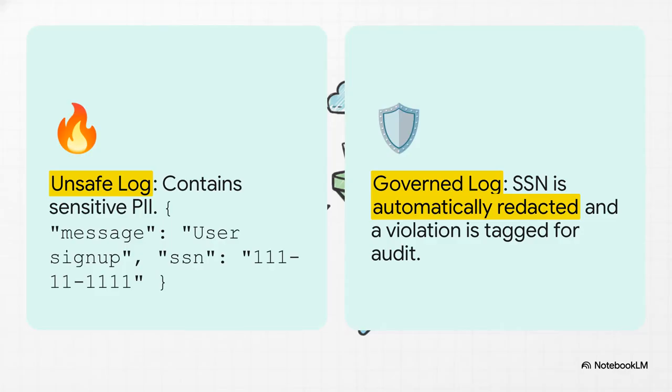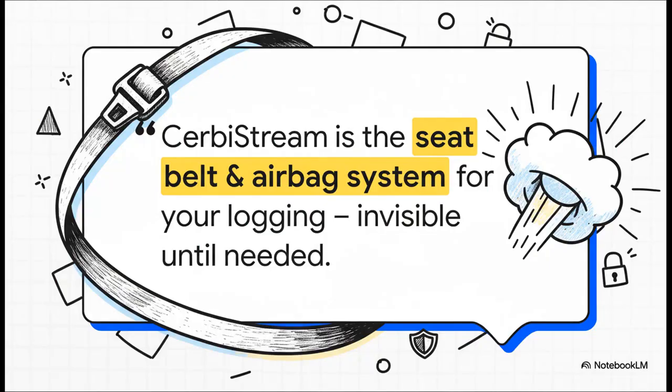And here it is, the payoff. On the left, you've got a raw log with a social security number just sitting there. But on the right, that's what actually gets sent to your logging backend. CerbiStream has automatically redacted the SSN based on our policy. And just as important, it adds this governance violations array, giving you a crystal clear audit trail of what was removed and why. I love this quote from the documentation. It really nails it. It's a safety system that just works silently in the background. You set it up once, and it protects you from accidental data leaks without you even having to think about it.